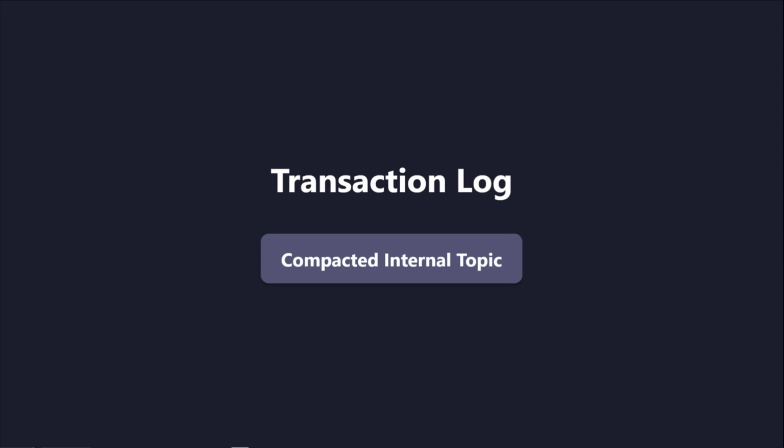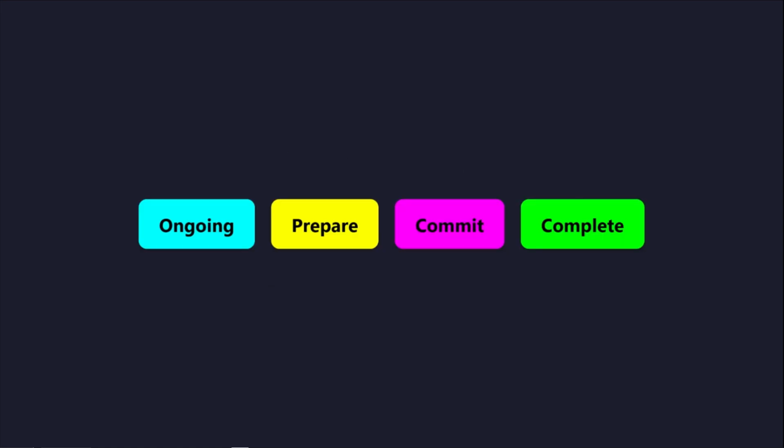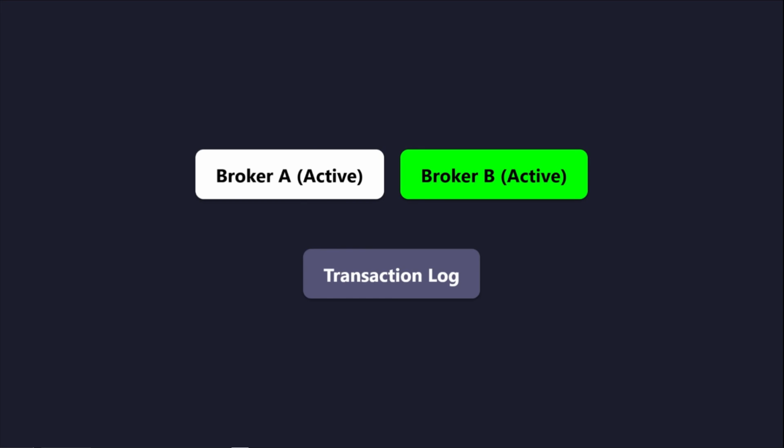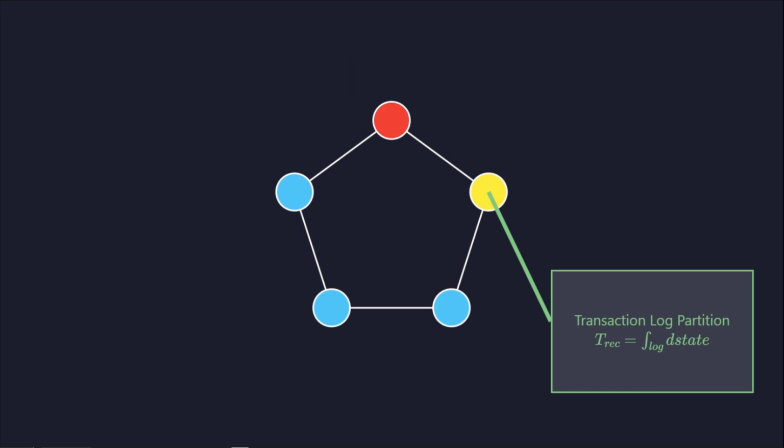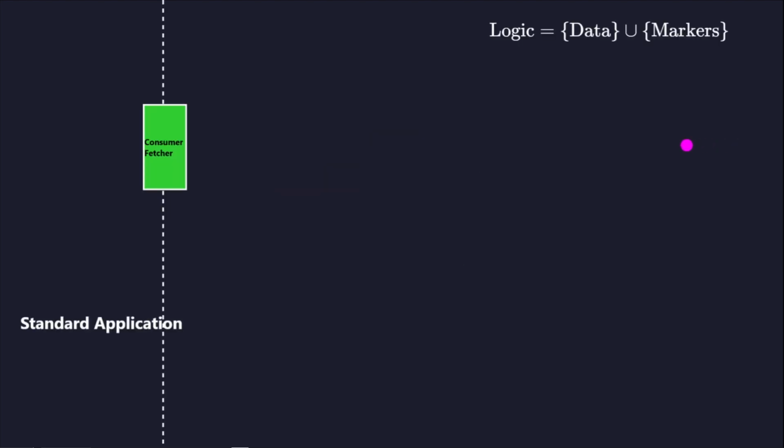The transaction log is the source of truth. It is a compacted internal topic that tracks whether a transaction is ongoing, prepare commit, or complete. This ensures that even if a broker fails, another broker can take over the coordination. When a broker hosting the transaction coordinator crashes, the cluster elects a new leader for that transaction log partition. The new coordinator recovers the state of all active transactions from the log and resumes the commit or abort processes.